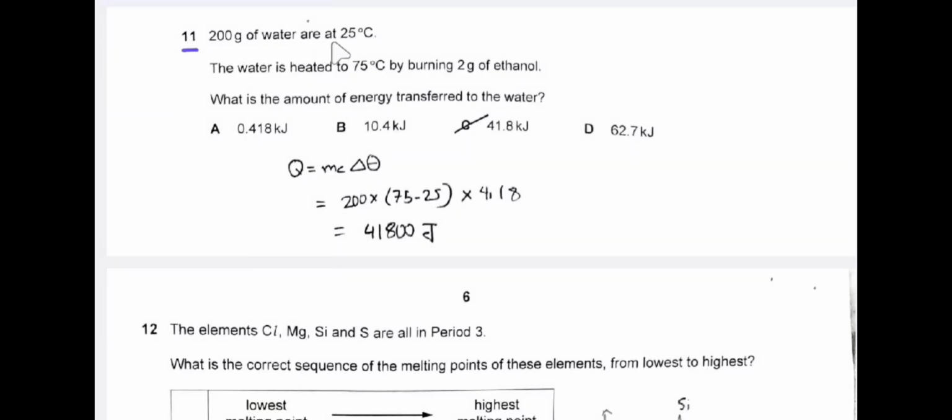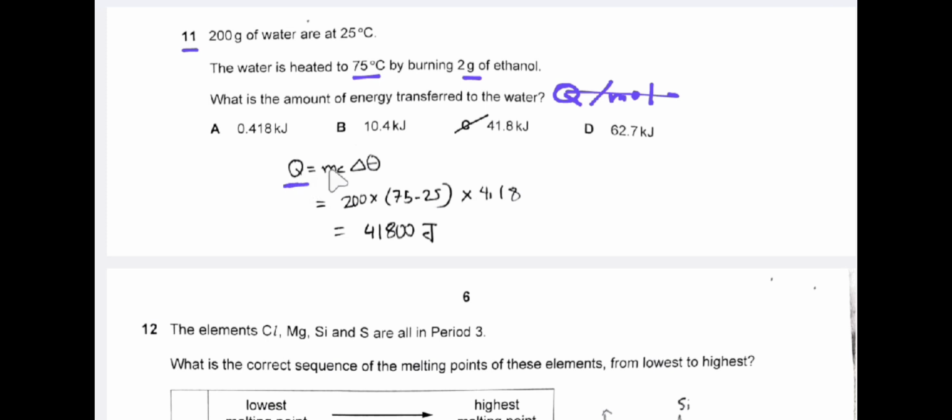200 gram of water at 25 degrees centigrade. The water is heated to 75 degrees centigrade by burning 2 gram of ethanol. What is the amount of energy transferred to water? So we need to find the amount of energy, or just the value of Q, not the energy per unit mole. So we need to find just the energy.